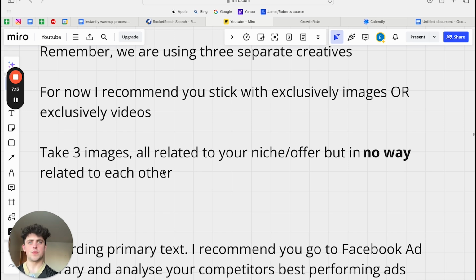What you can do is have 3 separate creatives. One could be of somebody holding their keys like this, just about moving to a new house. Another one could be the agent sitting with a couple who are looking to purchase a new house. And the third could be a for sale sign out the front of another house. So they're all related to the niche and the offer in some way, but they're in no way related to each other. There's no correlation. Obviously, it's all real estate based, but they aren't related. They don't have any of the same common themes.